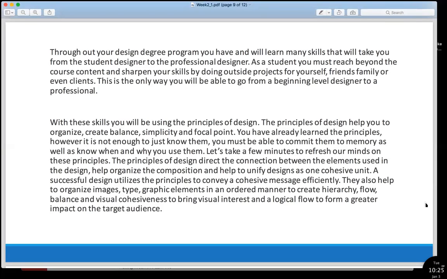The principles of design direct the connection between the elements used in the design, help organize the composition, and help to unify designs as one cohesive unit. A successful design utilizes the principles to convey a cohesive message efficiently. They also help to organize images, type, graphic elements in an ordered manner to create hierarchy, flow, balance, and visual cohesiveness, to bring visual interest and a logical flow to form a greater impact on the target audience.